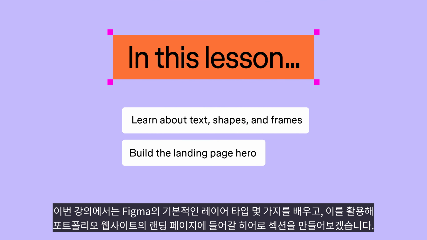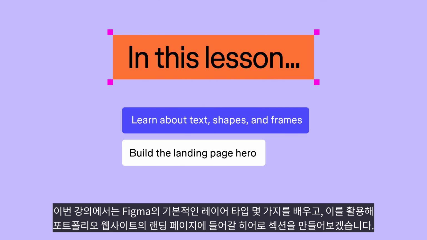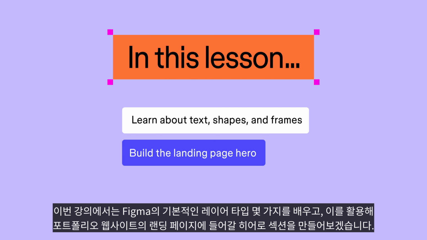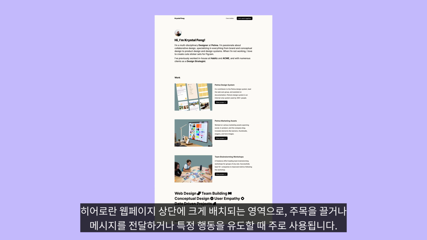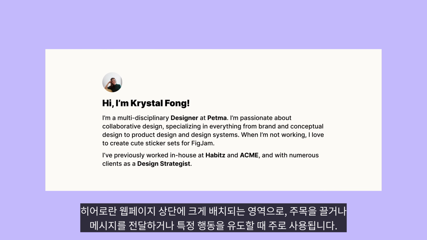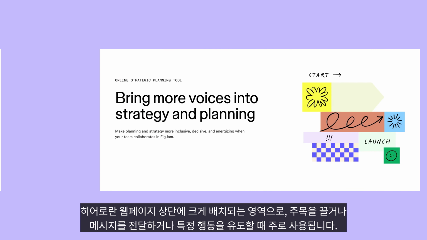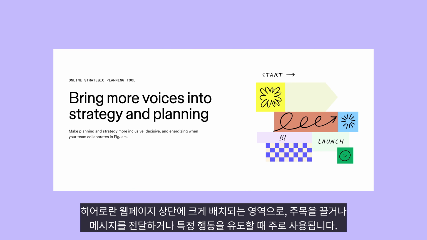In this lesson, we'll learn about a few fundamental layer types in Figma design and use them to build the hero for the landing page of our portfolio website. A hero is a large section at the top of a web page, typically used to draw attention, convey a message, or prompt an action.